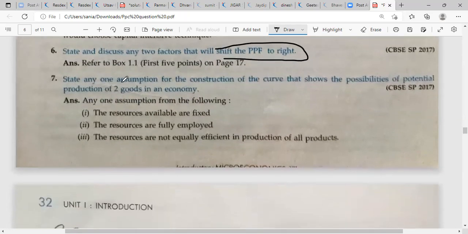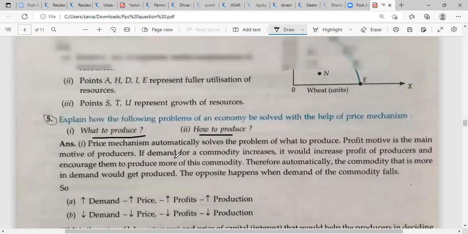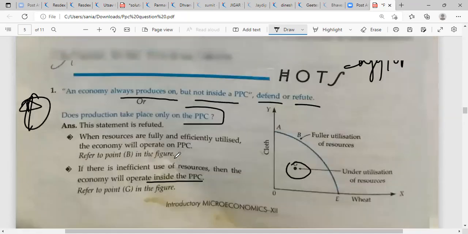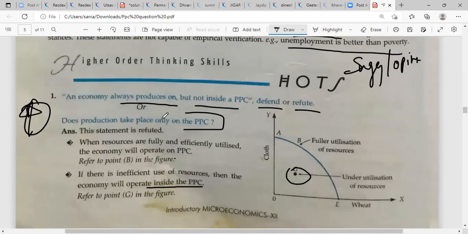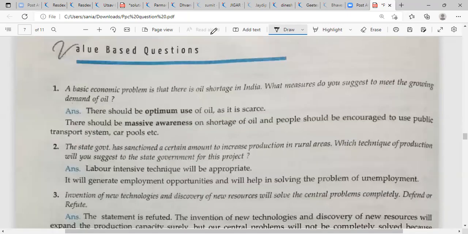Next, state any one assumption for the construction of the curve. You have already written 3-4 assumptions of PPC. You'll write any two or any three. I am just giving you 5 minutes. Quickly go for higher order thinking. Then we'll go to the next part, the value based question. Okay, teacher.